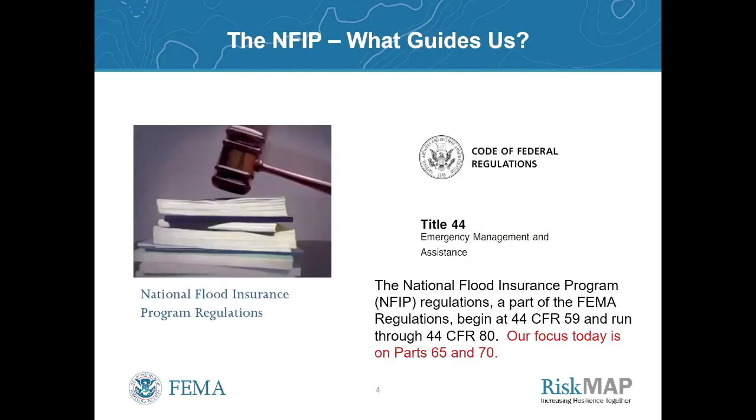So what guides LOMAC processes and procedures? Well, the NFIP regulations, the National Flood Insurance Program regulations, a part of the FEMA regulations, are found in Title 44 of the Code of Federal Regulations. And our focus today for letters of map change will be on Part 65 and Part 70.